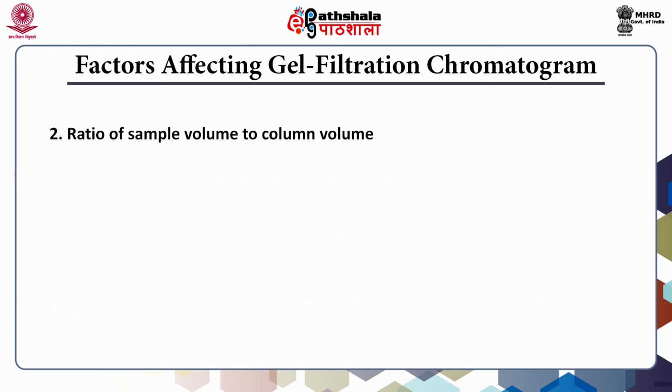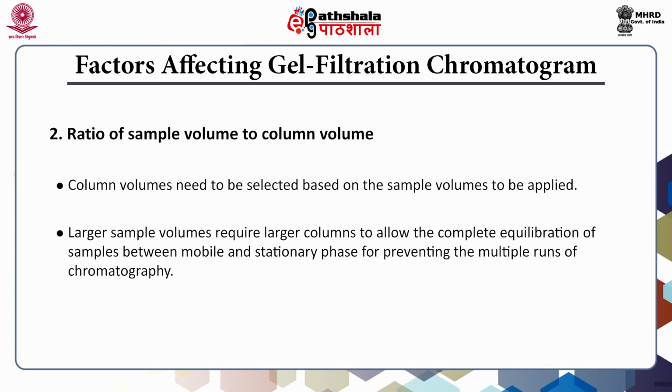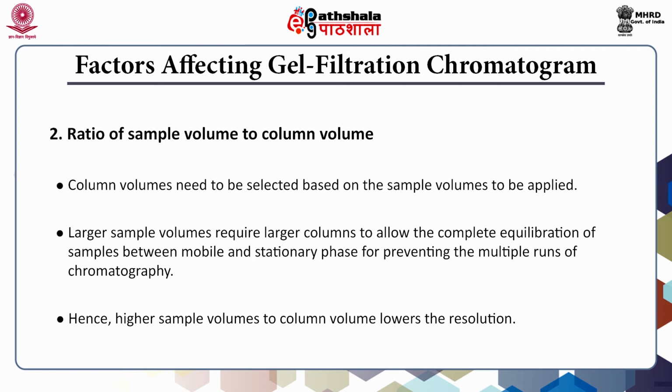The second factor is the ratio of the sample volume to column volume. Column volumes need to be selected based upon the sample volumes to be applied. So, these two are interrelated. That means the column volume depends upon the sample volume and the sample volume depends upon the column volume. Larger sample volumes require larger columns to allow complete equilibration of samples between mobile and stationary phase, preventing multiple runs of the chromatography. A higher sample volume to column volume ratio lowers the resolution. That is why we have to keep the sample volume to column volume ratio low. As we discussed in the previous slide, we need to use only 0.5 to 4% of the column volume as the sample volume.